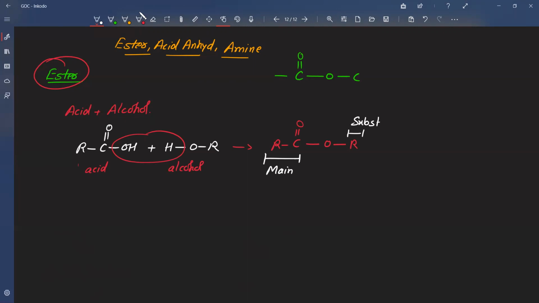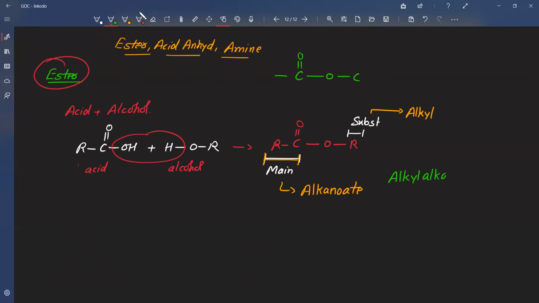So as you can see from this compound, the main chain is this, so this will give you the alkane. The family name comes in the end. So alkanoate will come in the end. And this is the substituent, so this will give you the alkyl. So the name of this compound will be alkyl alkanoate.